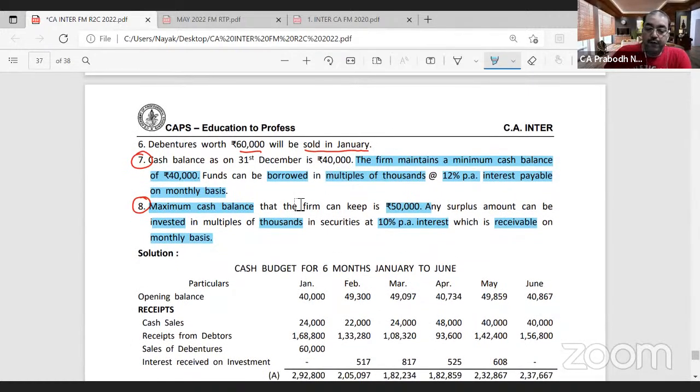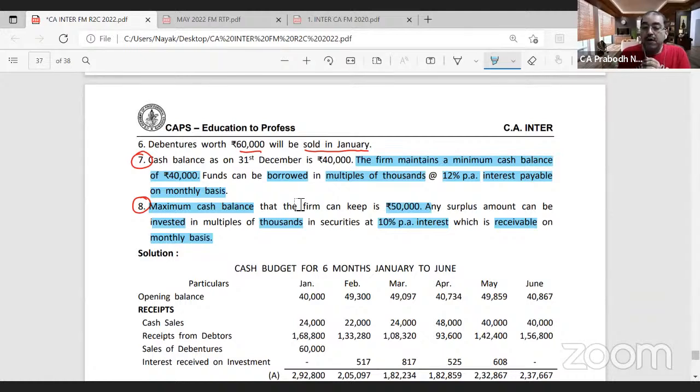So that is why I've taken this, because the 7th and 8th adjustments are very good. How to adjust that cash balance? Because we are given the minimum cash balance to be maintained and the maximum cash balance to be maintained. It should not be allowed to go below 40,000. If I don't have 40,000, I will borrow. And borrowing has to be done always in multiples of thousands. So I can't borrow 1,500. I will either borrow 1,000 or 2,000. I can't borrow 5,700. I will borrow either 5,000 or 6,000. So this is going to create problems when we solve it, so we have to be very careful.